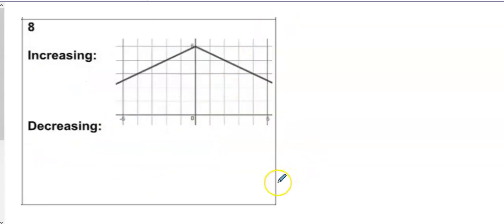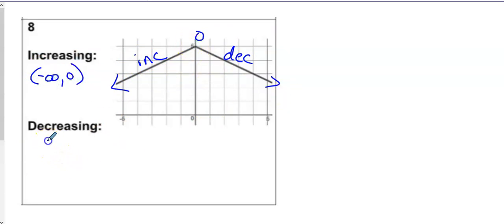All right, last one in this section. Increasing is on this side. Decreasing is on this side. On the x-axis, it's at 0. So increasing is negative infinity to 0, and then decreasing is 0 to positive infinity.